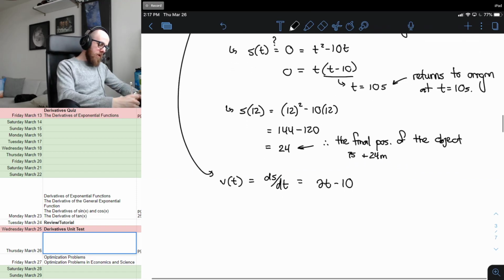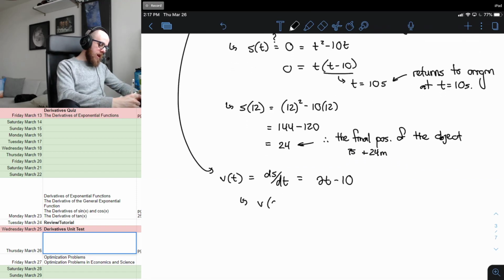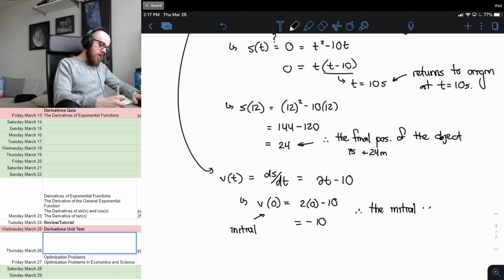So let's find the initial velocity. v at 0 is the initial velocity. When I plug in 0 here, I get 2 times 0 minus 10, which is negative 10. Therefore, the initial velocity is 10 meters per second in the negative direction.